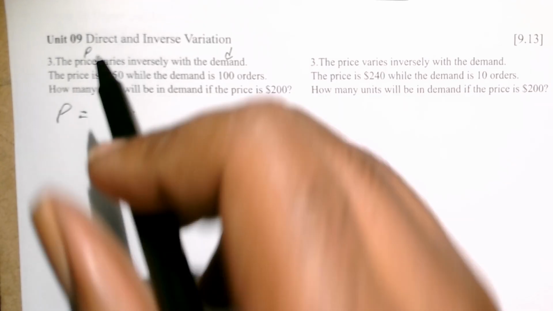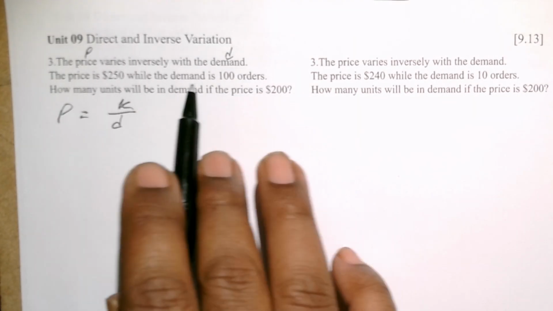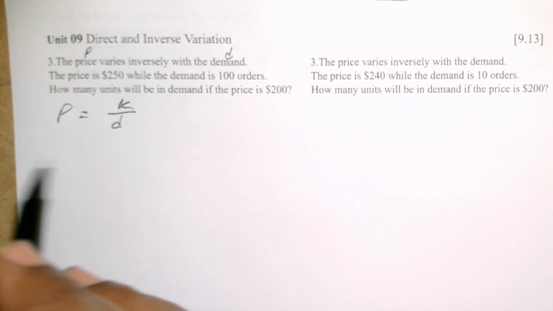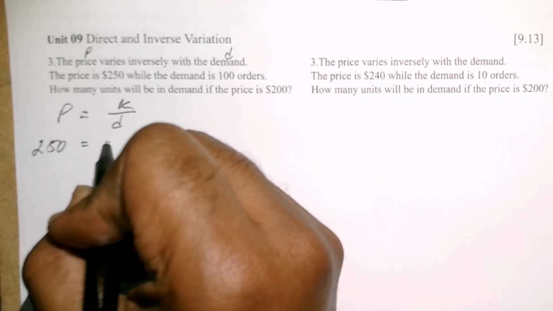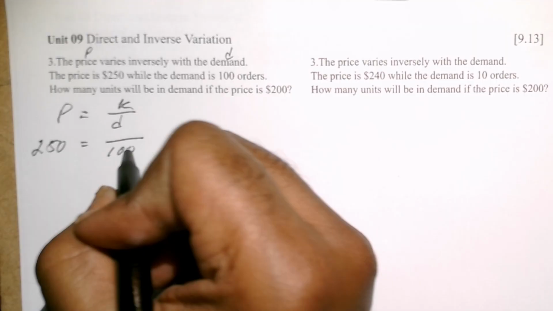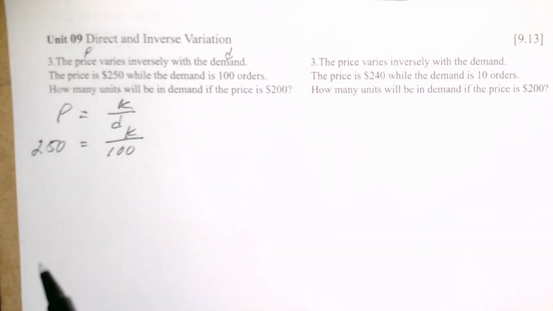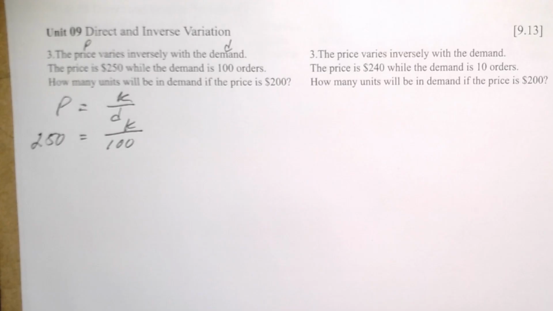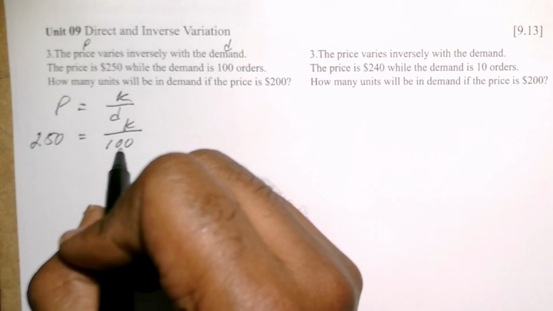So D is dividing. Now, furthermore, the price is 250 while the demand is 100 orders. So price of $250 for demand of 100 orders. You'll get 100 orders, and that's K on top. All right, so to solve for K, I am going to multiply both sides by 100.